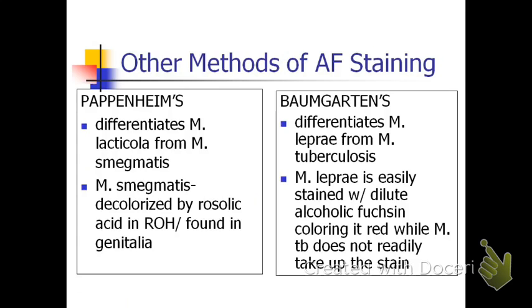And then, another one would be Baumgarten's method. It differentiates Mycobacterium leprae from Mycobacterium tuberculosis. Mycobacterium leprae is usually stained with dilute alcoholic fuchsin, coloring it red, while Mycobacterium tuberculosis does not readily take up the stain. So, there are other methods of acid-fast staining for you guys.